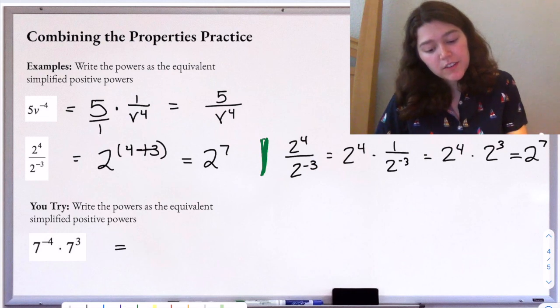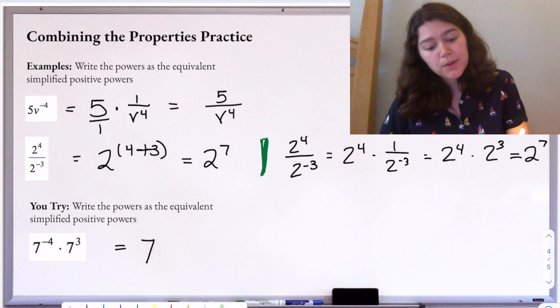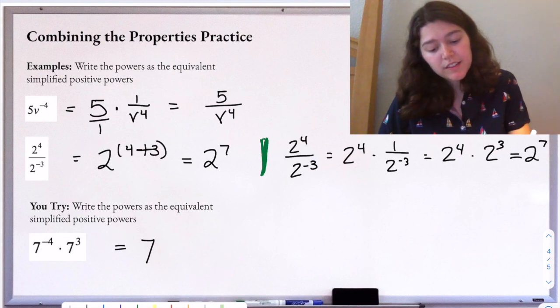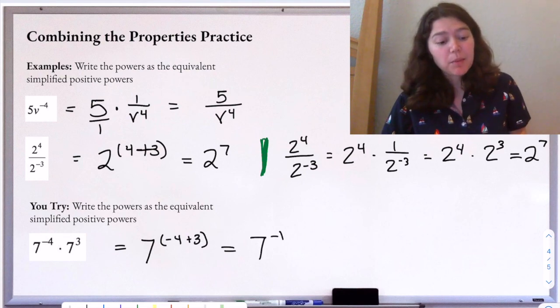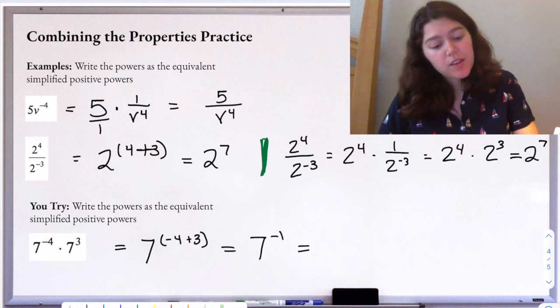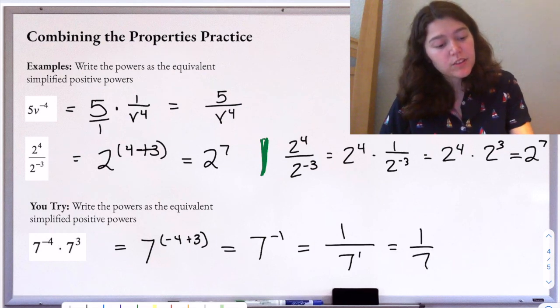Great, so 7 to the power of negative 4 times 7 to the power of 3. Our product of powers rule says that we keep the base, we do negative 4 plus 3. So that gives us 7 to the power of negative 1. And then we know 7 to the power of negative 1 is equivalent to 1 divided by 7 to the 1st power, which is just 1/7.